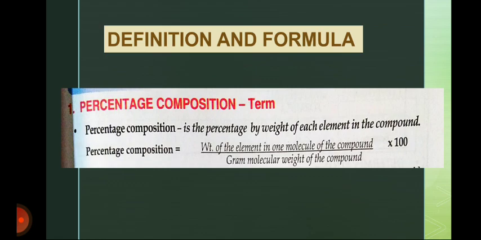So what is the weight of the element in one molecule of the compound? It is nothing but the atomic weight of that element. In most cases, the atomic weights of the elements are given in the question paper itself, so you don't have to worry, but it's better if you can memorize the atomic weights of a few common elements. And the gram molecular weight is nothing but the molecular weight of that compound. Okay, so let's see a few examples or numericals on this topic.